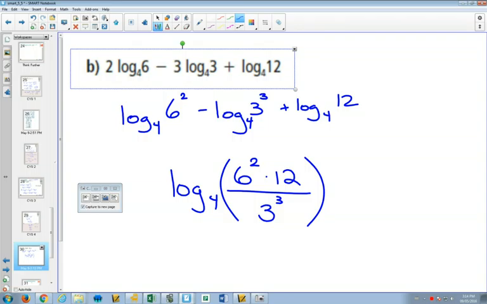Yes. And in order to use your log laws, if that 4 wasn't there, you wouldn't be allowed to combine them, because you can only combine them using your log laws if the bases are the same. So those bases have to be the same in order for us to use those log laws.